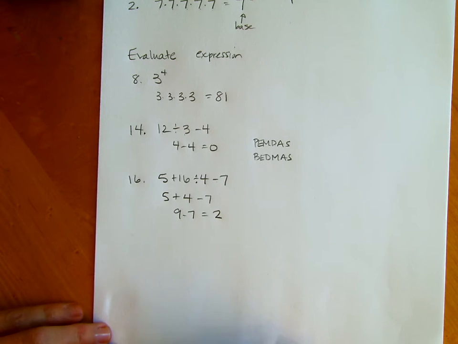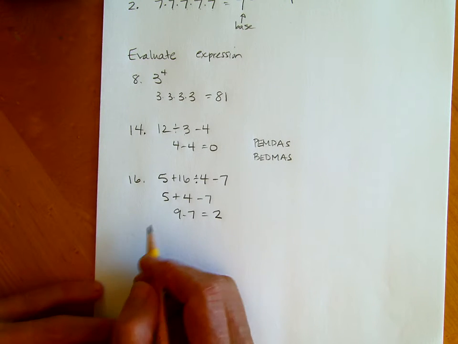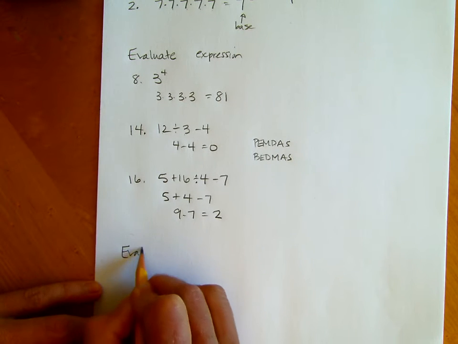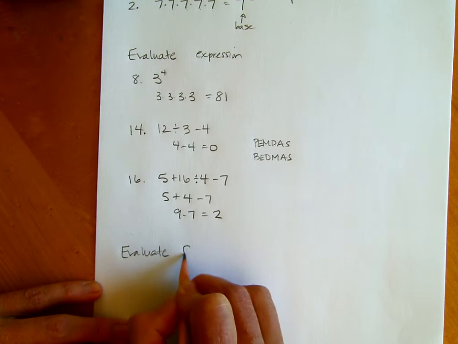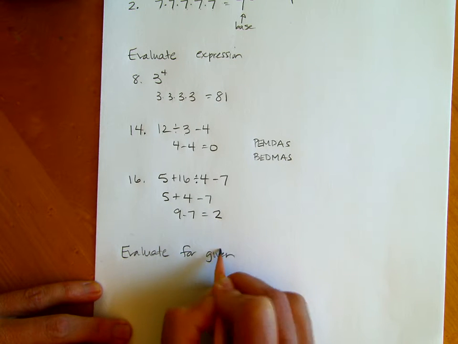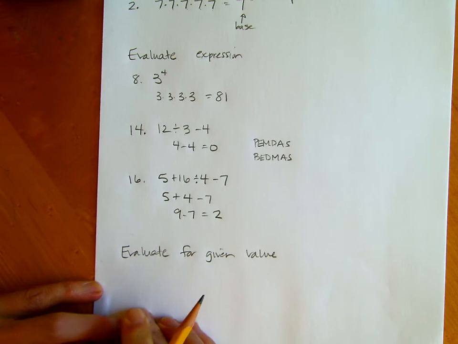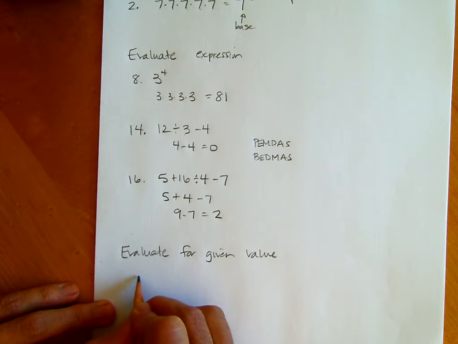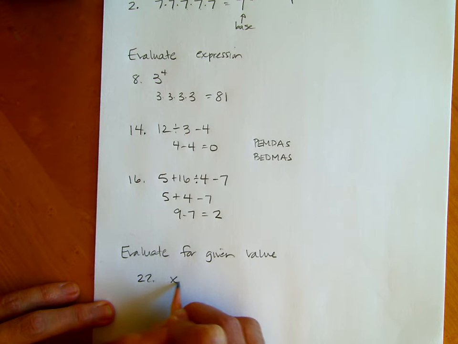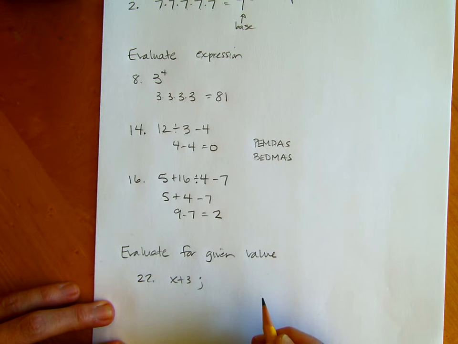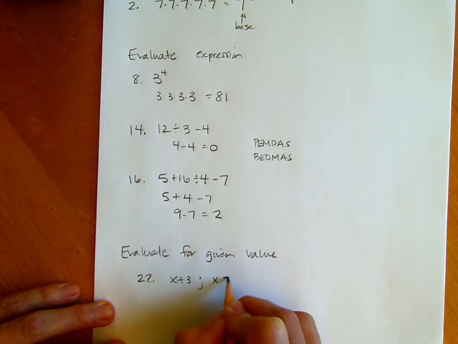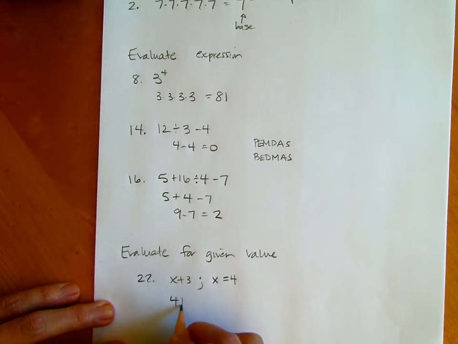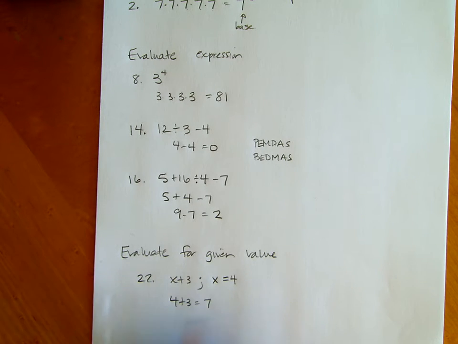The next section says evaluate for the given value. A very common problem that we'll encounter in all of the functions that we study. So an example might be x plus 3, and they use the word when, and I'm going to use a semicolon, when x equals 4. So 4 plus 3 equals 7.